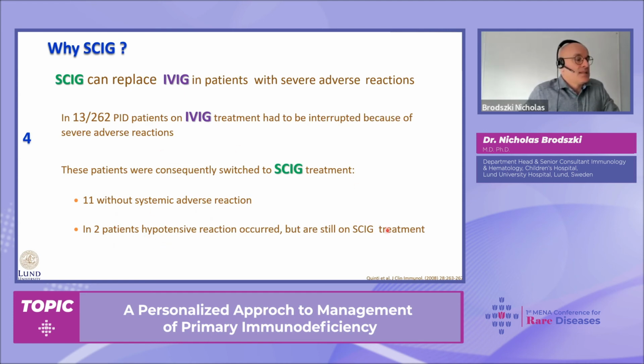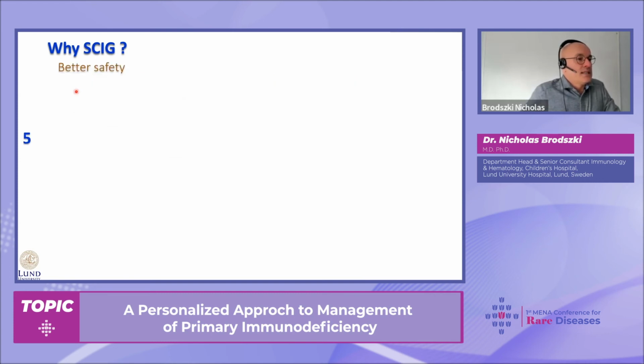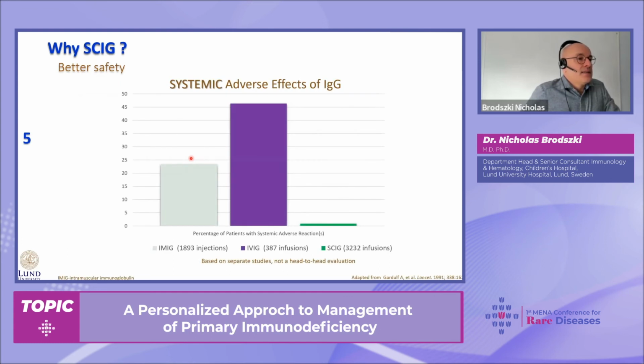It has a much better safety aspect, as I have shown to you. The systemic, this part is the intramuscular. It's not really relevant; not too many countries are using it. So just look at the lilac and the purple and the green. The adverse events, it's a huge difference. So usually, if you have a reaction, it will happen on the IVIG and not on the subcutaneous treatment.